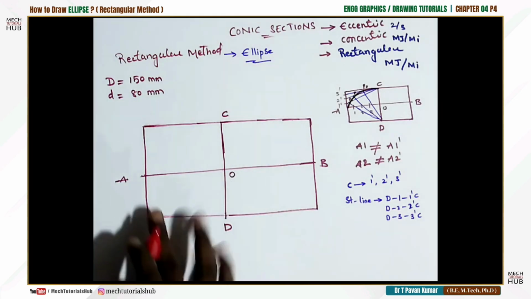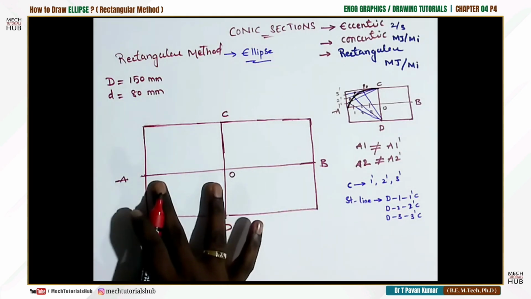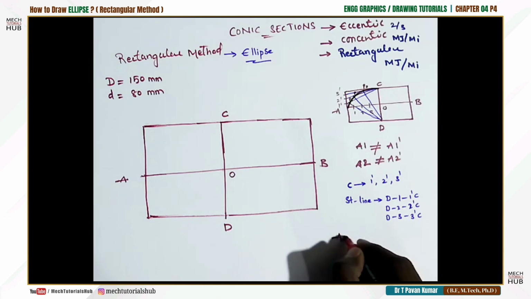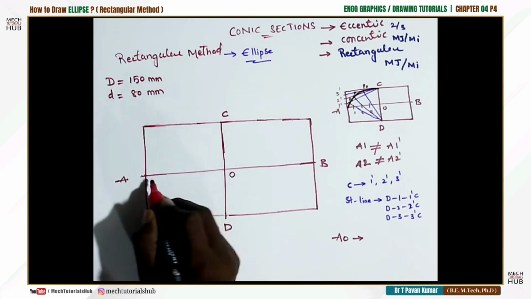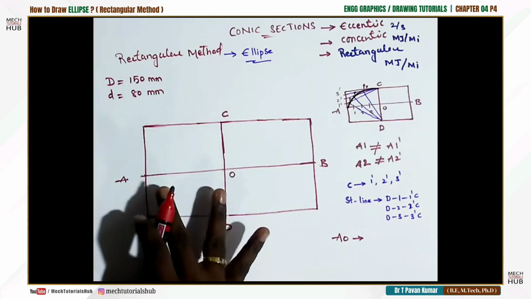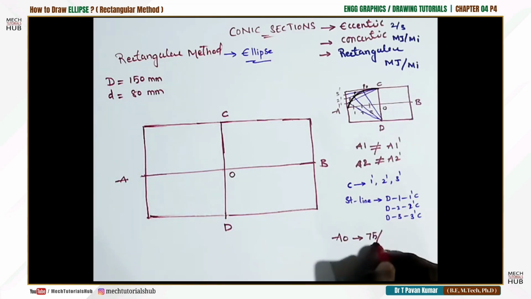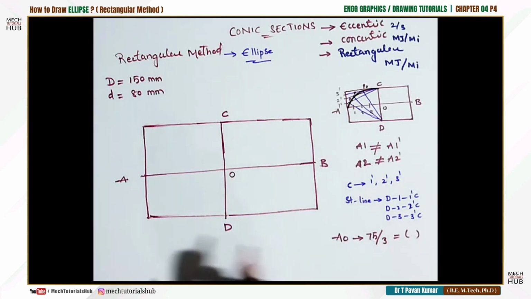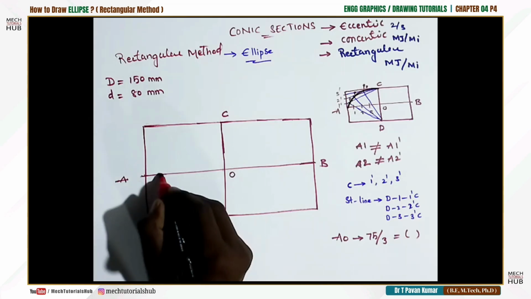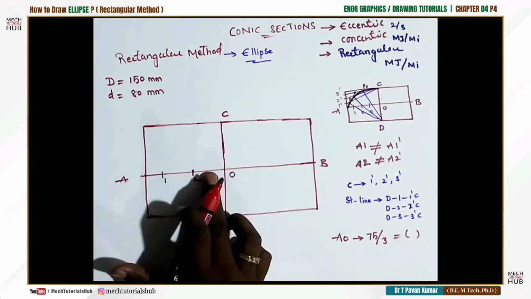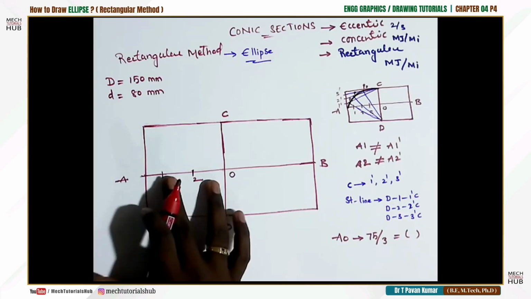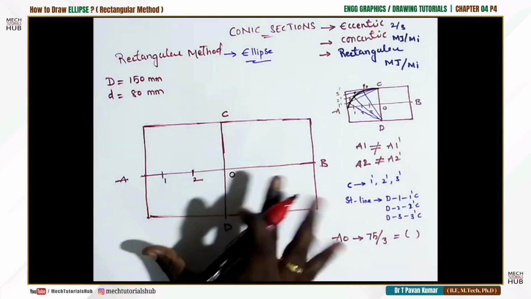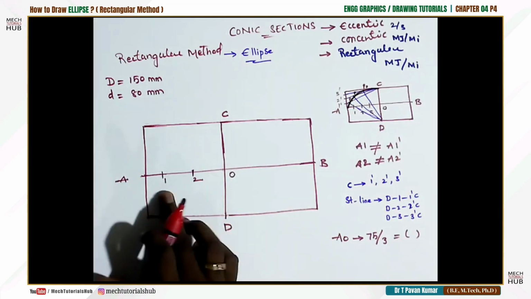Now, as I said, I'm going to divide AO into a number of divisions. I'll divide AO into 3 parts or 5 parts, it's your wish. I'll make it 3 parts. The complete length is 75, divided by 3. Whatever value you get, with that value divide this into segments. If I take 3 or 5 points, it becomes clumsy. That is the reason, to make you understand, I'm taking only 2 points.